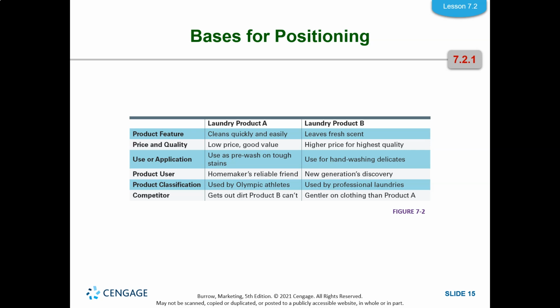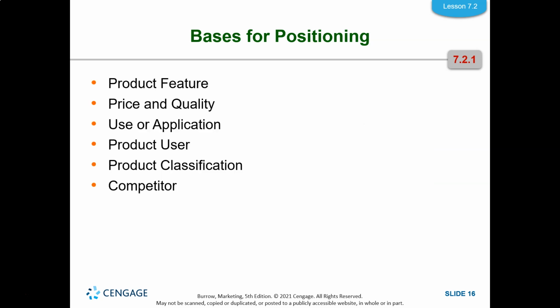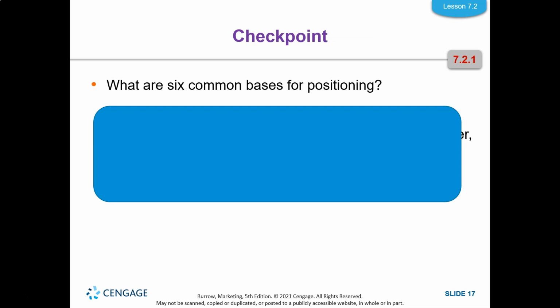All right, so basis for positioning. You have product feature, you have price and quality, you have use or the application of something, you have product user, you have product classification and competitors. So you have two different products here, laundry product A and B, and so you can see kind of how you make decisions for positioning. So those I already listed.